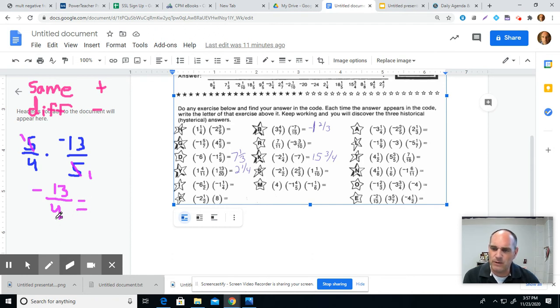When we make it not top heavy, 4 goes into 13 3 times, because that would be 12. We'd have 1 left over, and the bottom stays the same. So it'd be 3 and 1/4. And then, of course, it is negative. Don't forget about that sign as you are doing stuff. So just a quick reminder. First thing, make them top heavy. See if you can cross cancel. Multiply, make them not top heavy. If the signs are the same, it's a positive answer. If the signs are different, it's a negative answer.